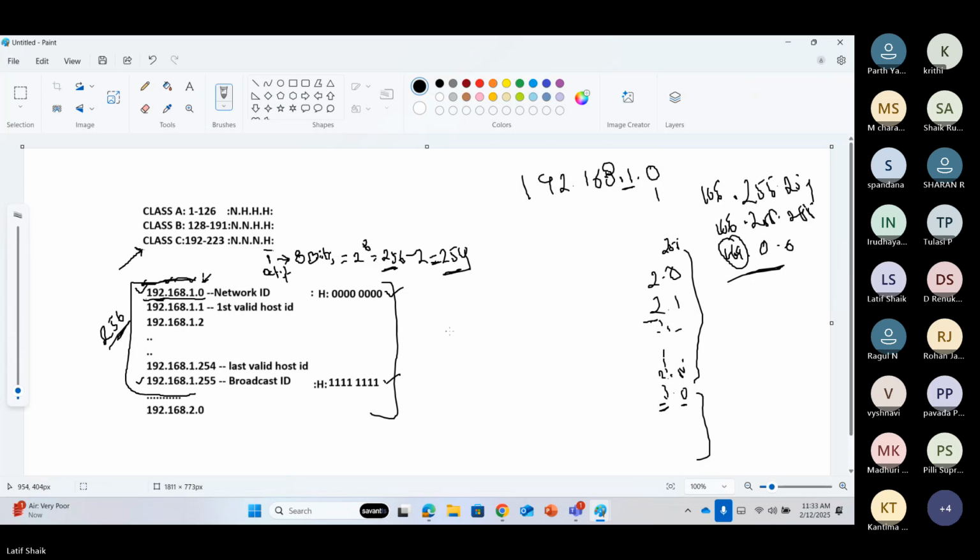Coming to class B. In a class B, how many host portions? In class B, how many host portions?